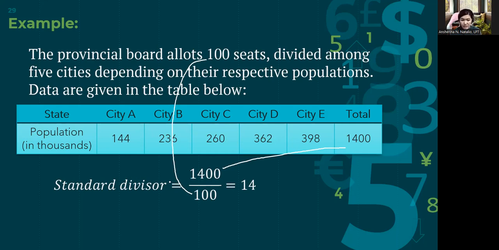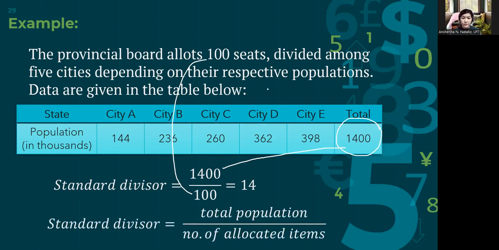The standard divisor is the quotient of the total population divided by the number of allocated items or objects or possessions. Right? So in this case, I have 1,400 for my population divided by 100 seats, which is 14. So yeah, later I'll let you find out para saan to. Right, I have my standard divisor. This is an important formula. Ilan lang naman ang formula natin dito?